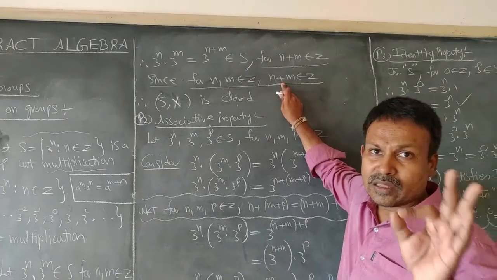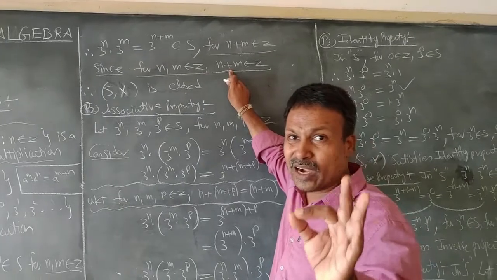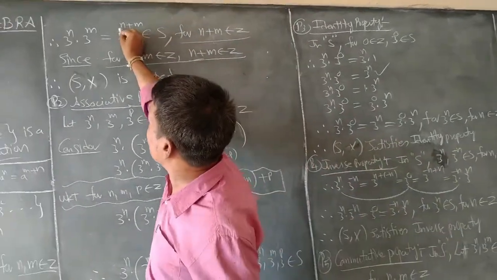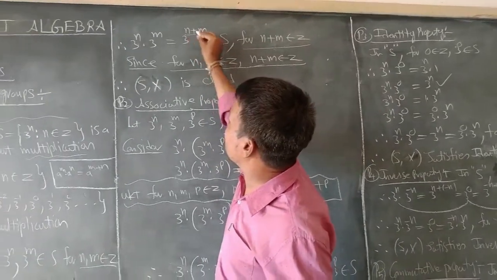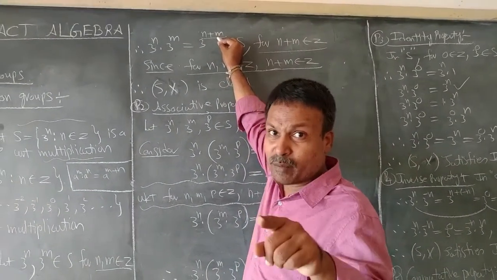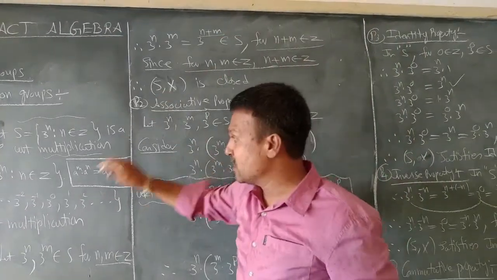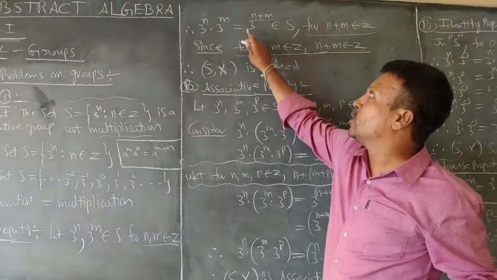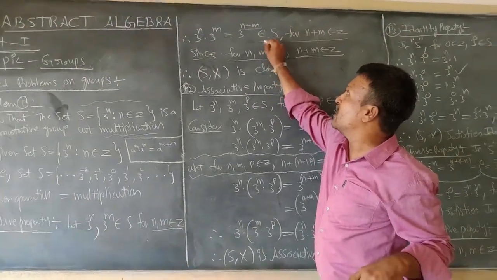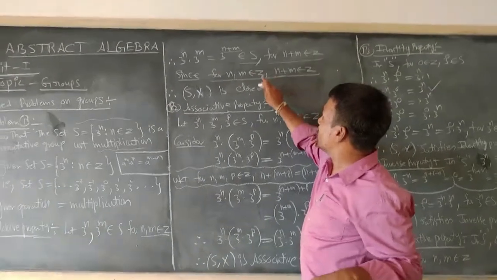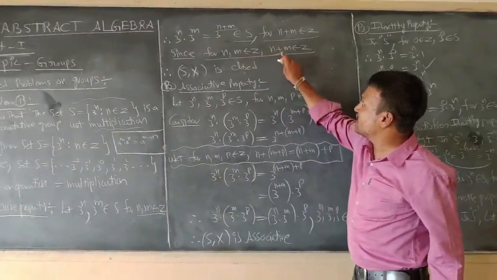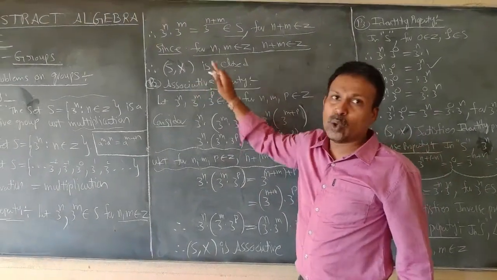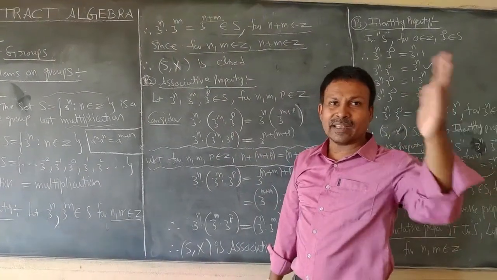Therefore, we have used the closure property with respect to addition in the set of integers Z, and I have placed here n plus m. So 3 power n plus m is also in the form of 3 power n, which is the standard form of an element of set S. Therefore 3 power n into 3 power m is equal to 3 power n plus m, which will be present in set S. Why? Because for n, m belonging to Z, n plus m belongs to Z. Therefore here I conclude that S, multiplication is closed. Right. The closure property is finished.